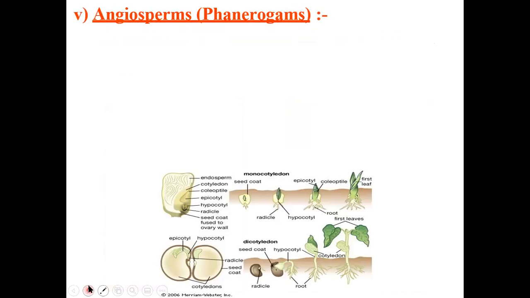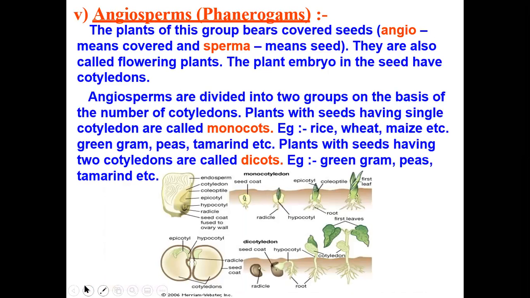Next, we will discuss angiosperms. The plants of this group have a seed cover. Angio means cover and sperma means seed. So, they are also called flowering plants. The plant embryo in the seed has cotyledons. If we divide the seed into two parts, then each part is known as a cotyledon.